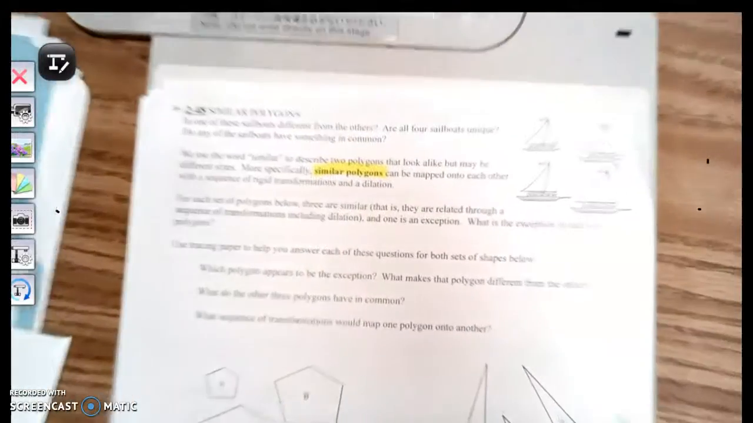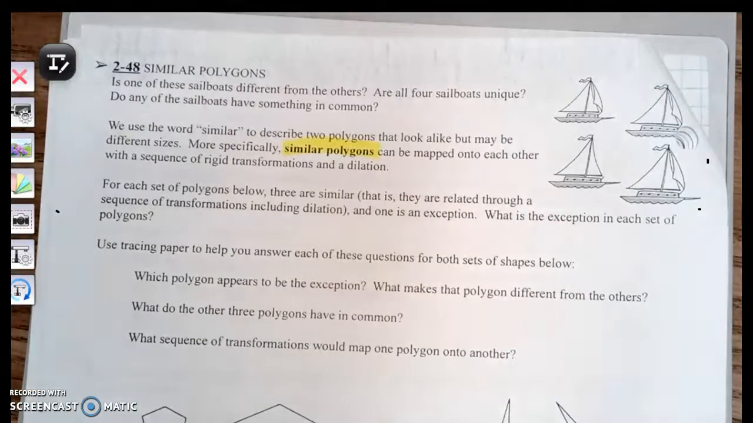All right. At the top of page 14 is question 48, which is titled Similar Polygons. Is one of the sailboats different from the others? Are all four sailboats unique? Do any of the sailboats have something in common? Okay, so these sailboats are similar. You're going to use the word similar, but they are slightly larger or slightly smaller.